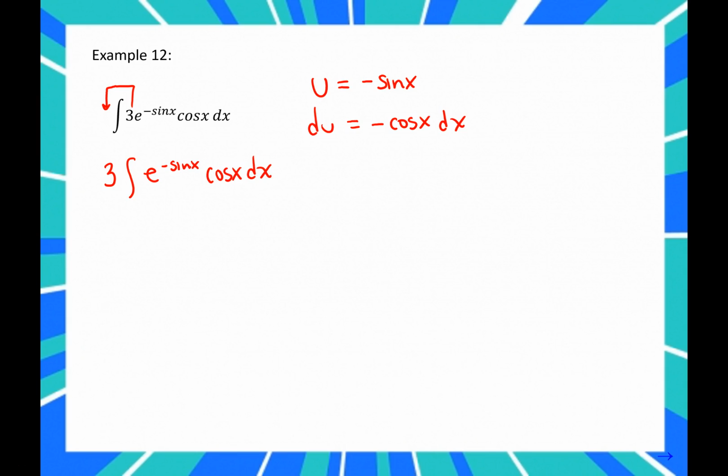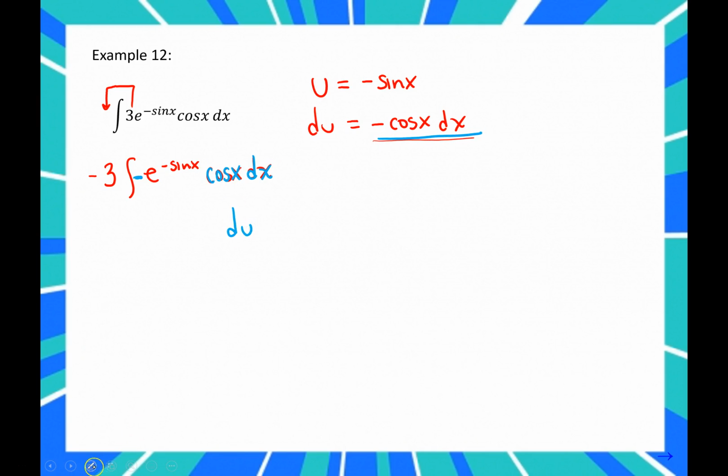Now, I want to have a negative cosine x dx here. See how I want to get that match? So I need to put a negative here, which means I also put a negative here, because negative times a negative would be a positive 1. So we're not changing the problem. Okay, now we have our perfect match. So we've got our negative cosine x dx, and that whole thing is going to become a du.